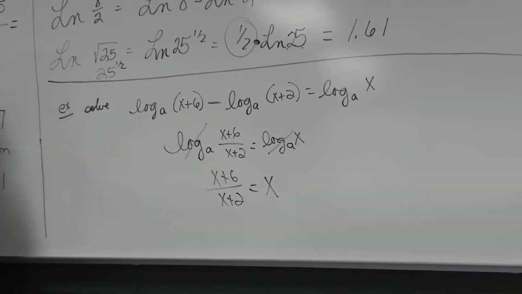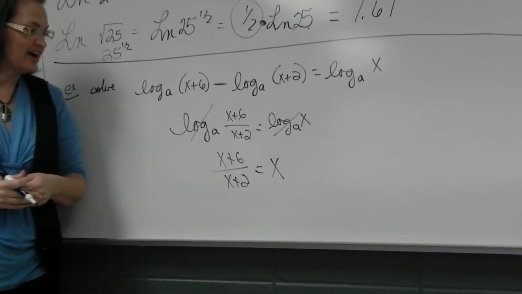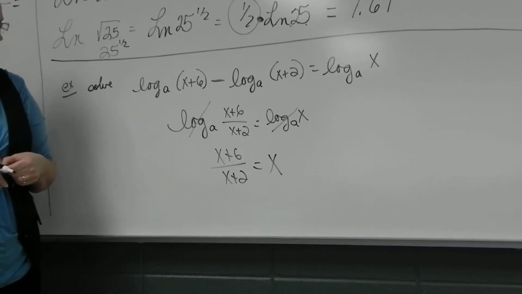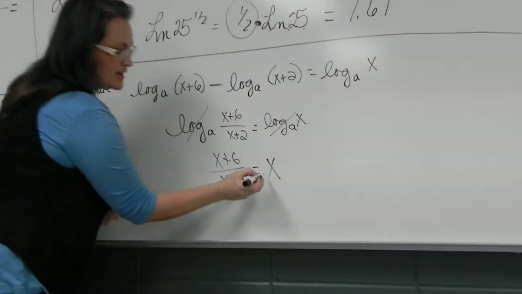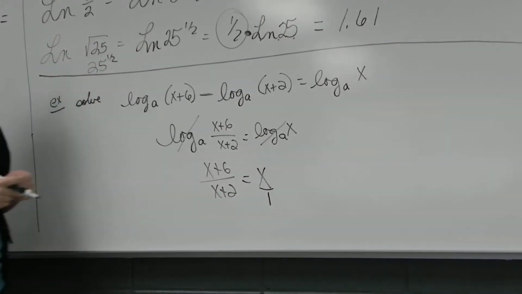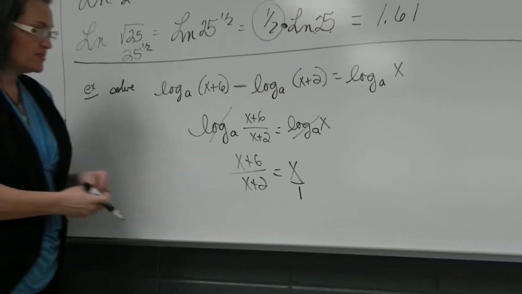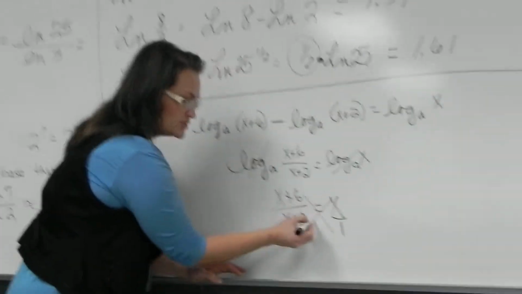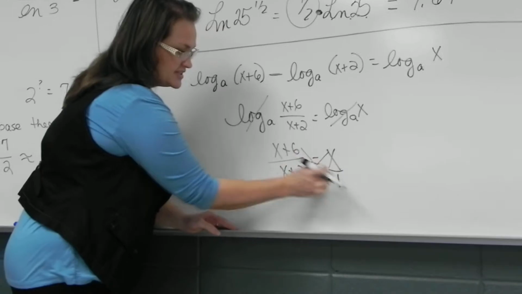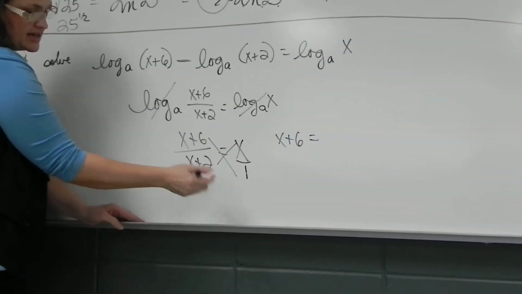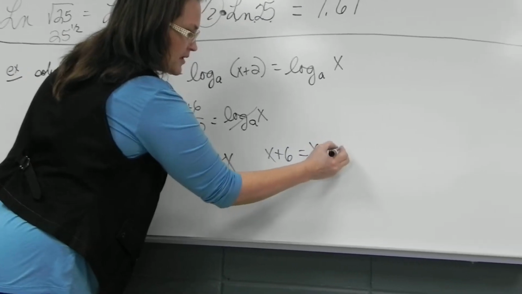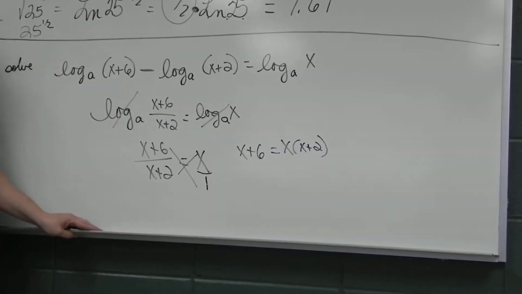So now we don't have a log problem, right? Now we just have a regular algebra problem. To solve this, I would put this x over 1. And I could cross multiply to solve this, right? Because you have a proportion, the cross product should be equal. So x plus 6 times 1 is x plus 6. X times x plus 2. Distribute.